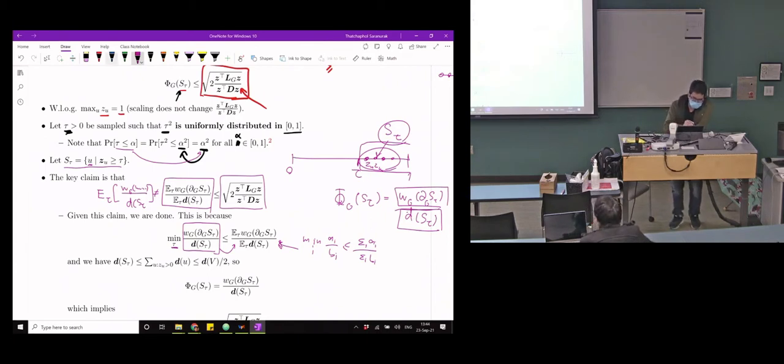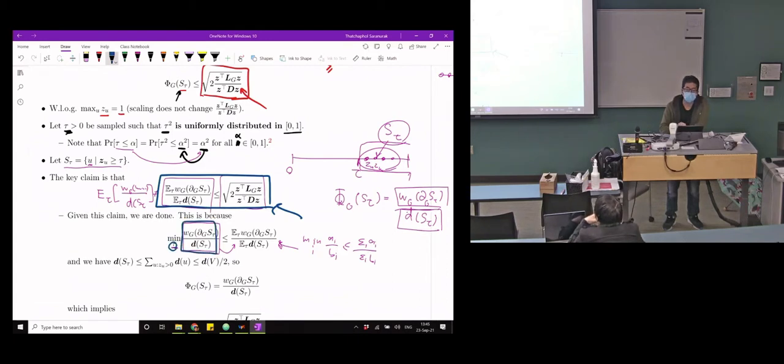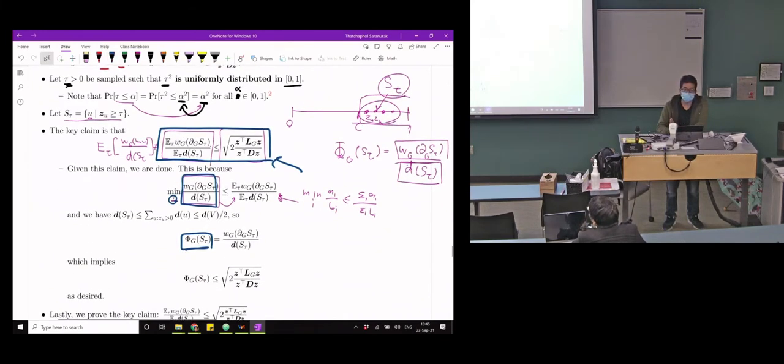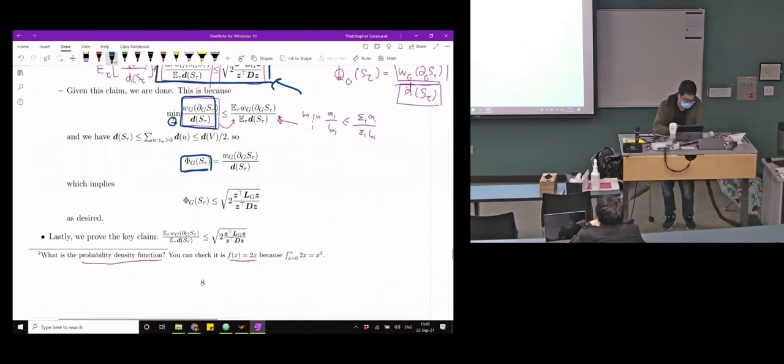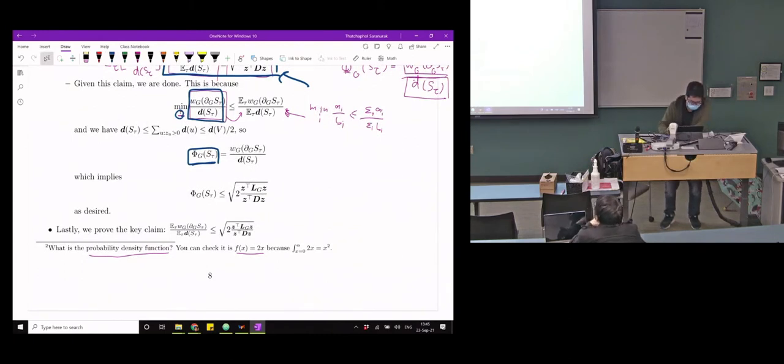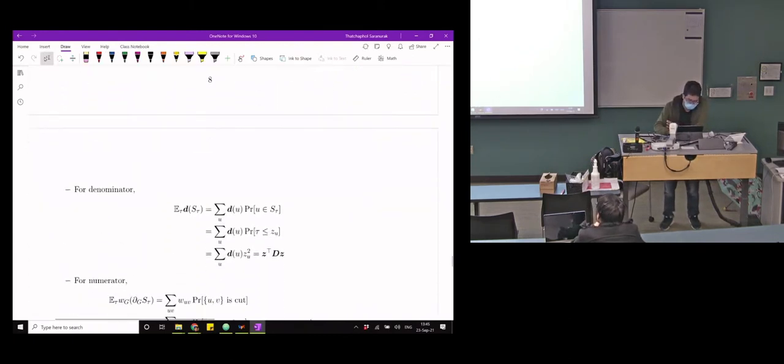We will prove this soon, but if we can prove the blue thing, then we are done. Because if the blue thing is true, then there exists tau such that this ratio is small. But this ratio is simply the conductance of S tau. So we are done. So now let's prove the blue thing. That's the really last step.